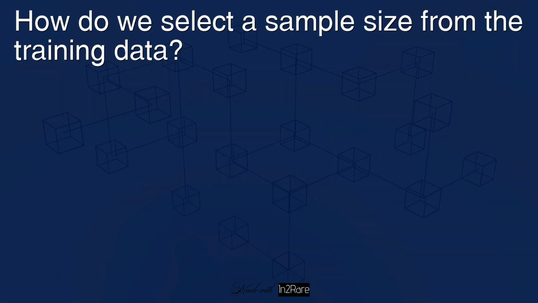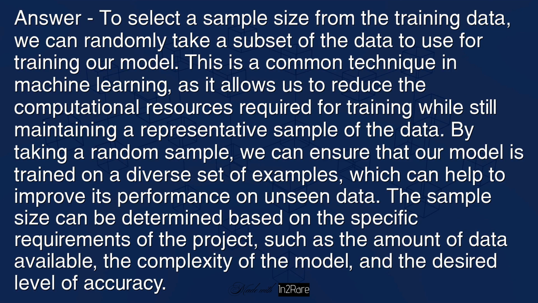How do we select a sample size from the training data? Answer: to select a sample size from the training data, we can randomly take a subset of the data to use for training our model. This is a common technique in machine learning, as it allows us to reduce the computational resources required for training while still maintaining a representative sample of the data.